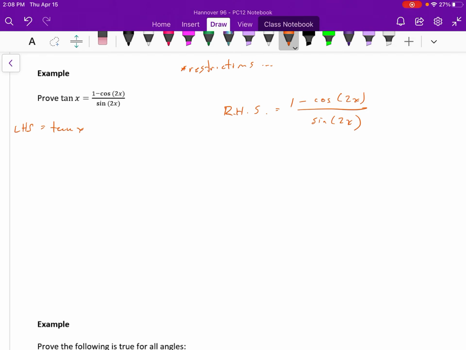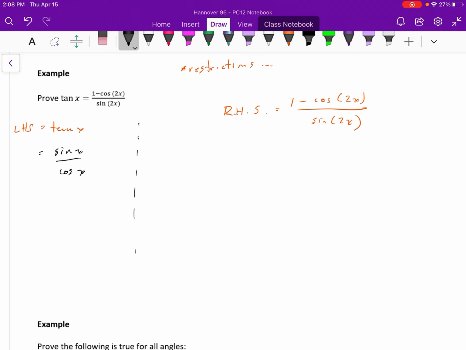So, what is a key? I think a key is to try to break down each expression into its building blocks, which is sine and cosine. So tangent x, the left-hand side, is equal to the cosine, sorry, that's incorrect. Tan x is equal to the sine of x over the cosine of x. Wow, that was actually quite simple. That's the basic building blocks of tan x.